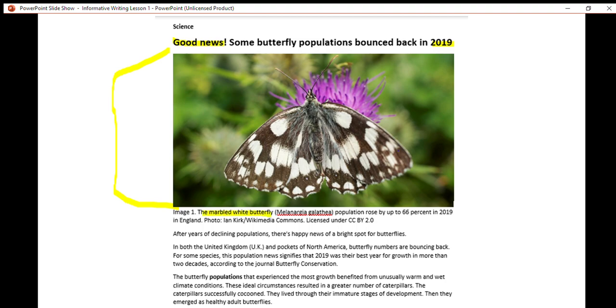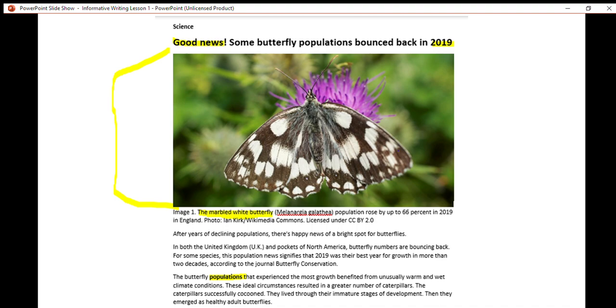So these are things, if we're going to write an informative text, that we'll need. We'll need to have pictures with captions. We'll need to have a title. I also see a bolded word, populations. So if there's new vocabulary, it's most likely going to be bold.